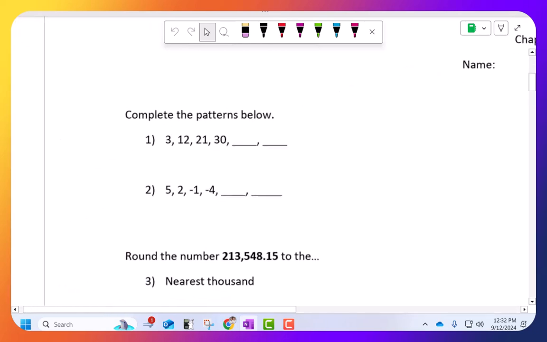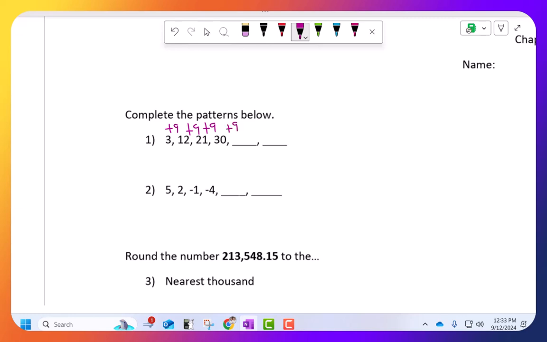If you look at this pattern, you're just going to discover what they are doing to get to the next one in the pattern. So from number to number, what's happening here? If you look real closely, you're going to notice that they're actually adding 9, because 3 plus 9 is 12, 12 plus 9 is 21, 21 plus 9 is going to be 30. And so then you're just going to go ahead and complete the pattern by adding 9 to the 30.